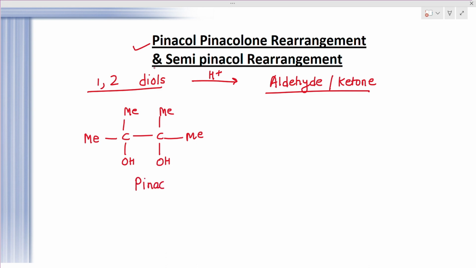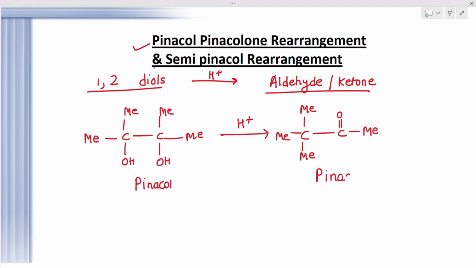And when it was treated with H2SO4 or acid, okay, it got converted to this type of compound. This compound was basically known as pinacolone. So this rearrangement is known as the Pinacol-pinacolone rearrangement. But you can do this reaction with any 1,2-diol and it can be converted to an aldehyde or ketone. Okay. And one more rearrangement can be done with some other substrates, that is known as the Semipinacol rearrangement.